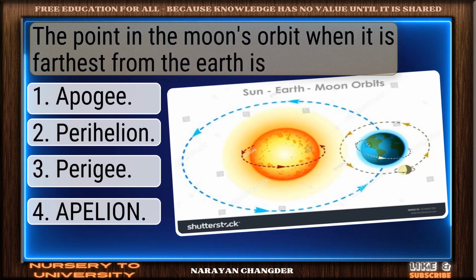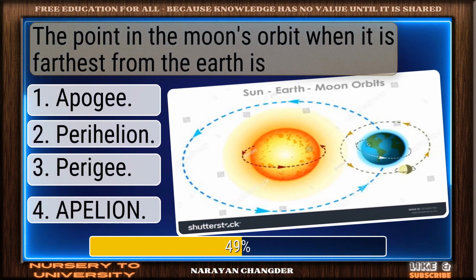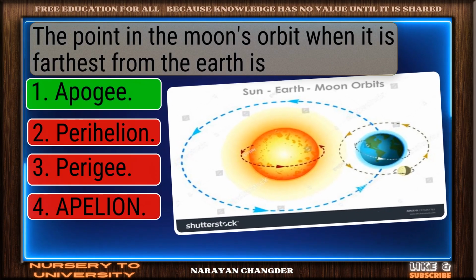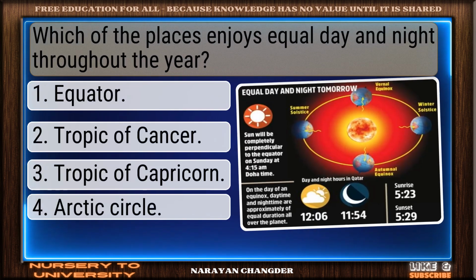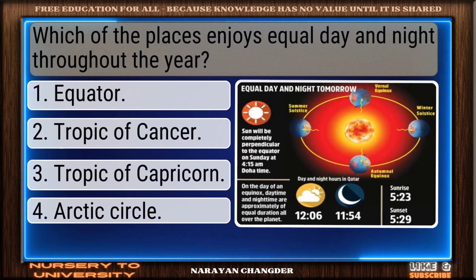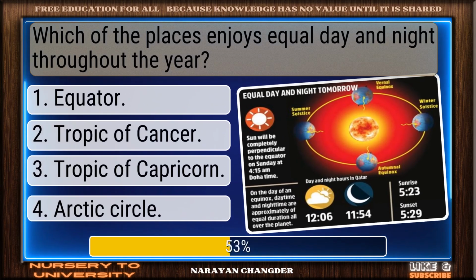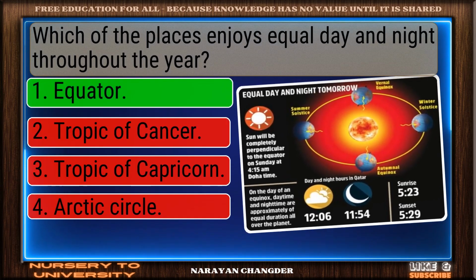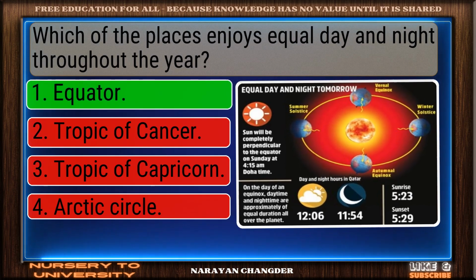The point in the Moon's orbit when it is farthest from the Earth is? Well done. Apogee is the right choice. Which of the places enjoys equal day and night throughout the year? Clear logic. Your choice, equator, is sound and 100% true.